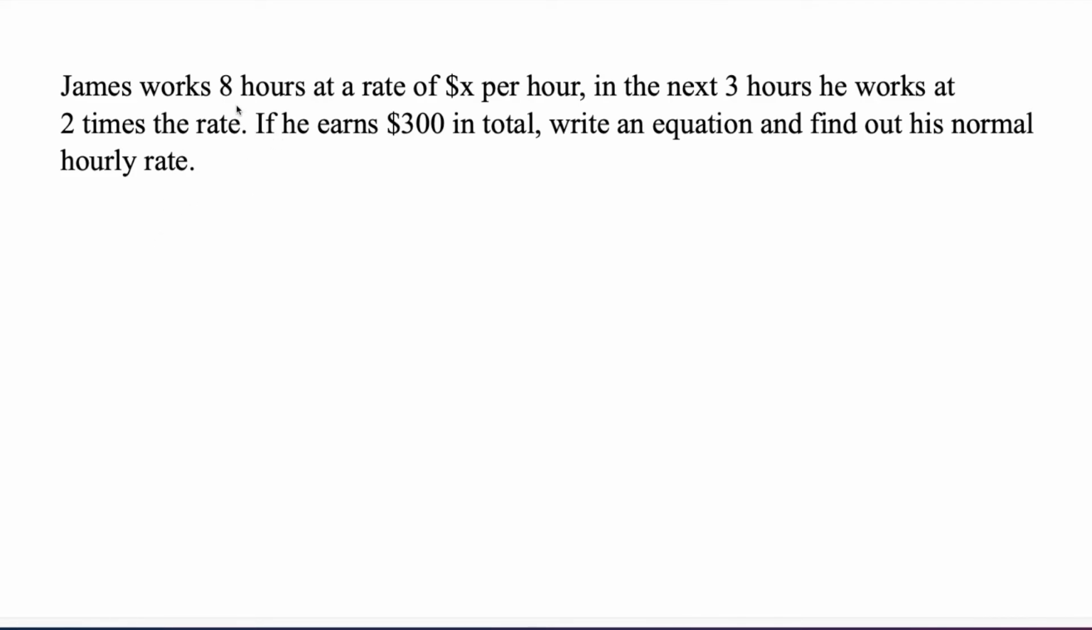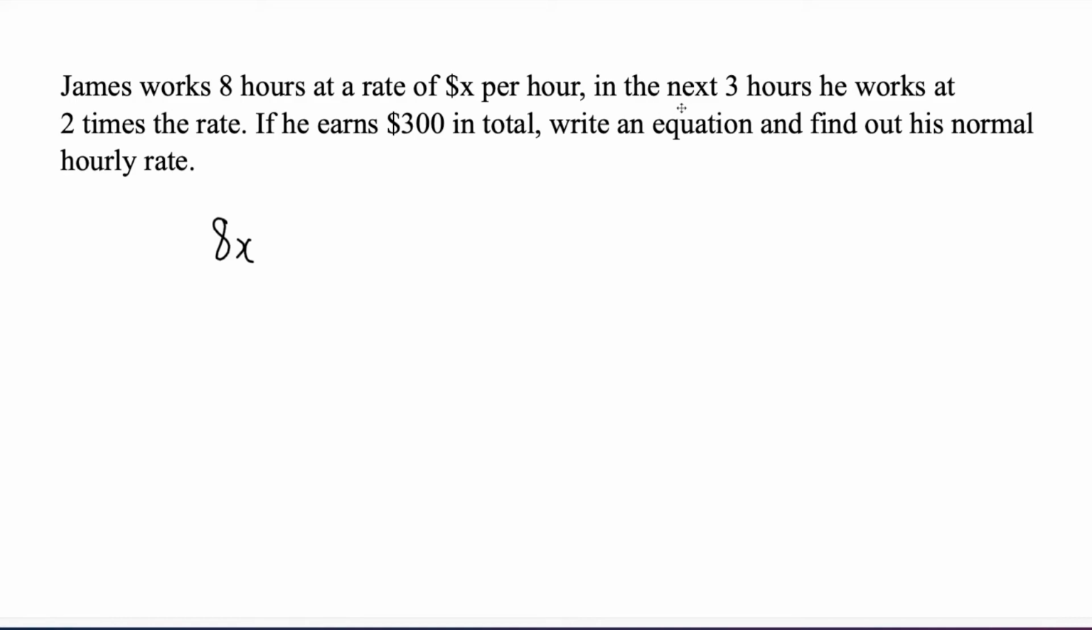Now, if James works 8 hours at a rate of X dollars per hour, how much does he earn after 8 hours? So if you think about it, it should be this number multiplied by this number, right? Because say, for example, he gets $10 per hour, then we know that after 8 hours, he'll have $80. And to get the 80, you multiply the 8 with the 10. So in this case, it's an X. So we know that 8 times X is how much he earns after 8 hours.